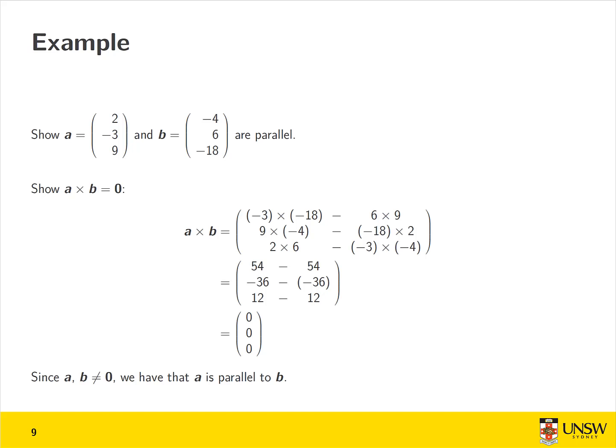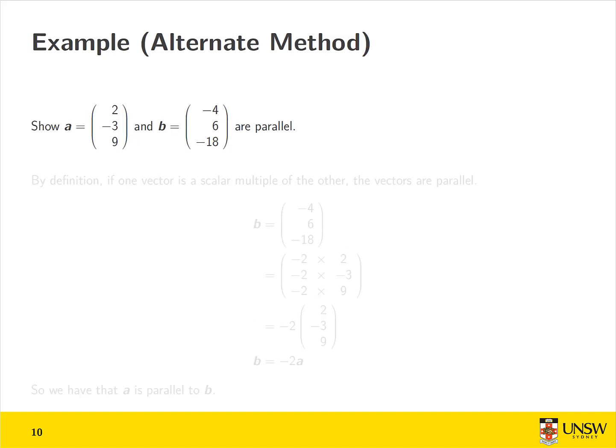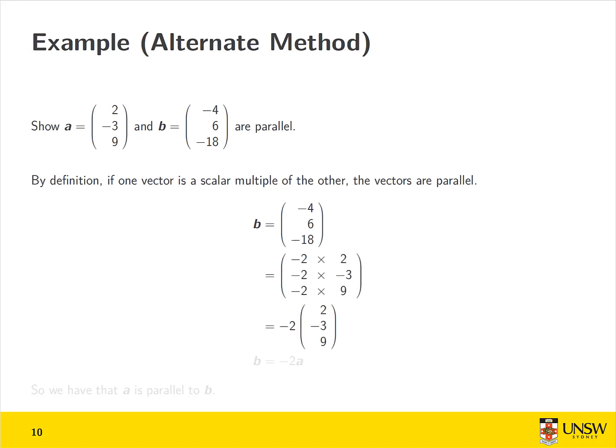As an alternative approach to the previous example, we could instead show that the two vectors are parallel by using our original definition of parallel vectors. Recall that two vectors are parallel if one is a scalar multiple of the other. In this case, we can see that B is in fact negative 2 times A. So this is another way to conclude that A and B are parallel.